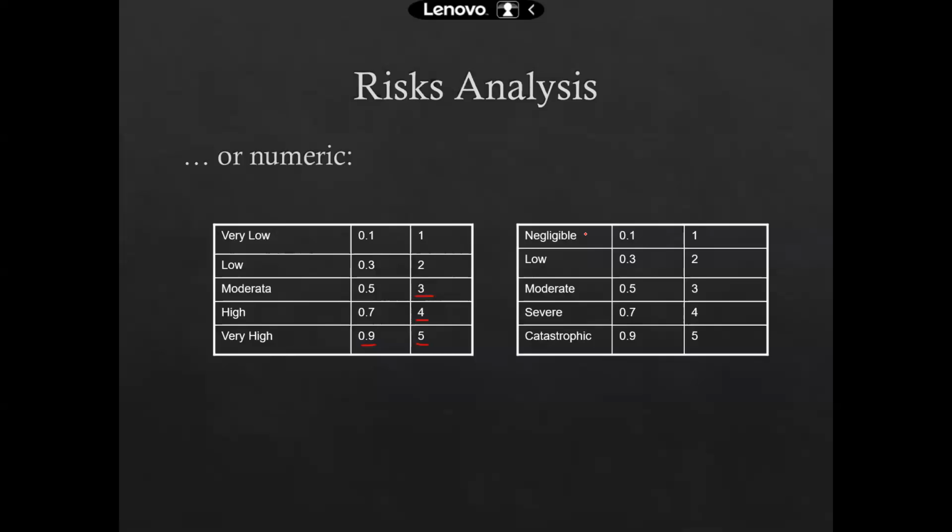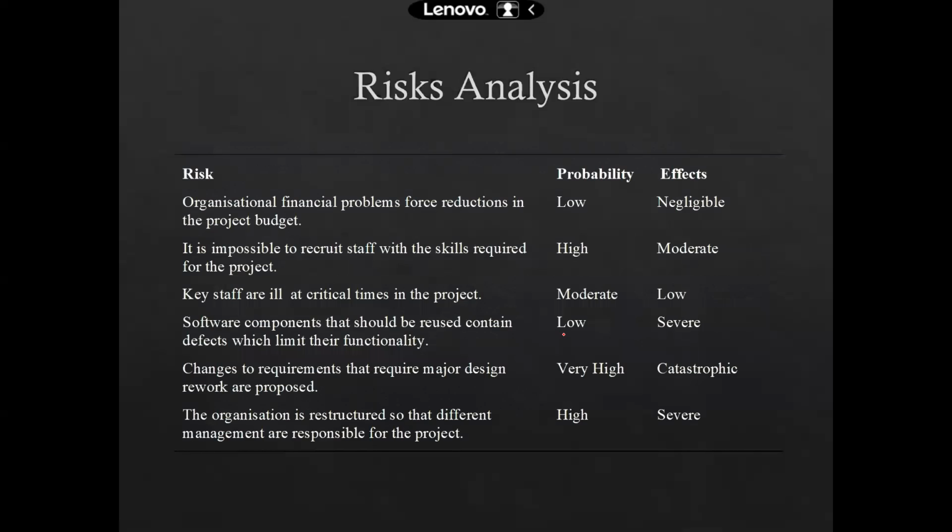Same is the case with the impact: negligible impact, low impact, moderate impact, severe impact, and catastrophic impact, with the same sort of scale and probability. With 0.1, negligible is 1; with low, 0.3 and 2; and so on for moderate, severe, and catastrophic. I believe this is pretty much understandable. It's not that difficult. So once we have defined our scale of probability and our scale of impact, we can list down all the risks that we may have during our business.